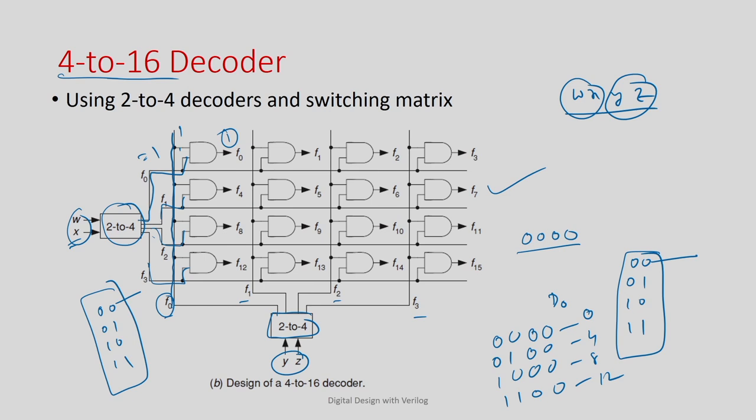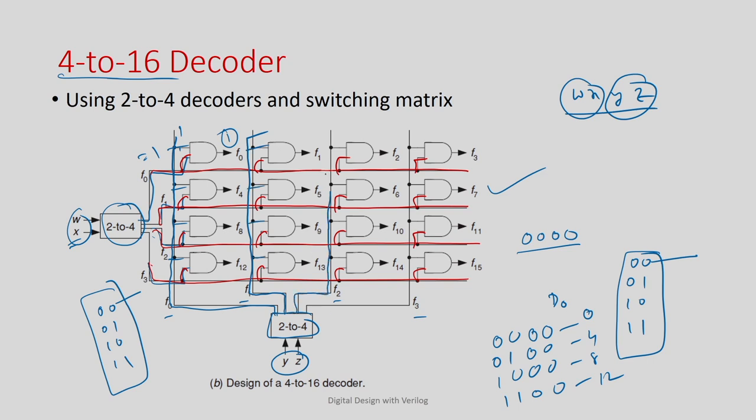On the other hand, if you see row-wise, in the first row I am connecting the 00 line of WX. In the second row I am connecting the 01 line. The third row I am connecting the 10 line, and the fourth row I am connecting the 11 line of WX. On the other hand, I am connecting the 00 line to the first column, the 01 line to the second column, the 10 line to the third column, and the 11 line to the fourth column.